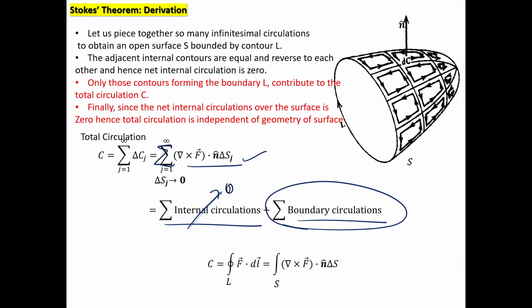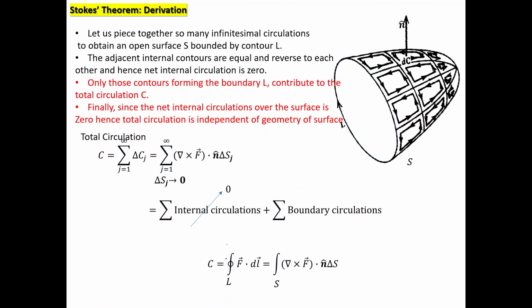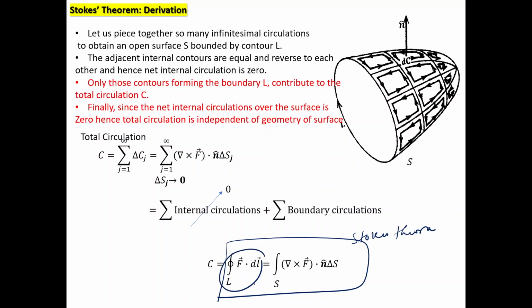Now taking the limit delta s tends to 0, this sum will be changed into an integral form, and we know that the net circulation is given by the closed line integral. Then this relation is called the Stokes theorem. As you can see, the line integral is transformed into the surface integral.